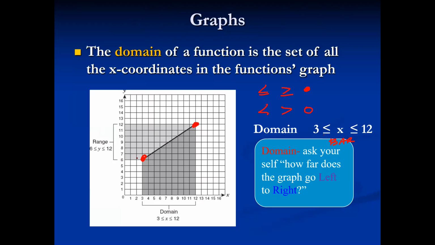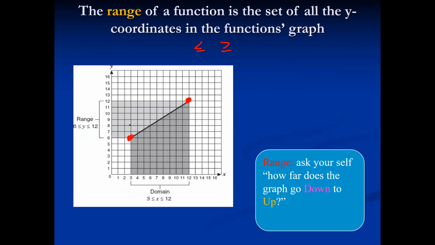The domain is how far does it go to the left? To the left meaning going this way, stops at 3, right? And then how far does it go over to the right? Stops at 12. So your answer is going to be from 3 to 12, okay? Now with a range, it's asking you how far down does it go? So how far lower does it go than this? Well, I believe it stops at 6, and how far up does it go? Stops at 12. So your range is going to be 6, 12. Two different ways of writing it.